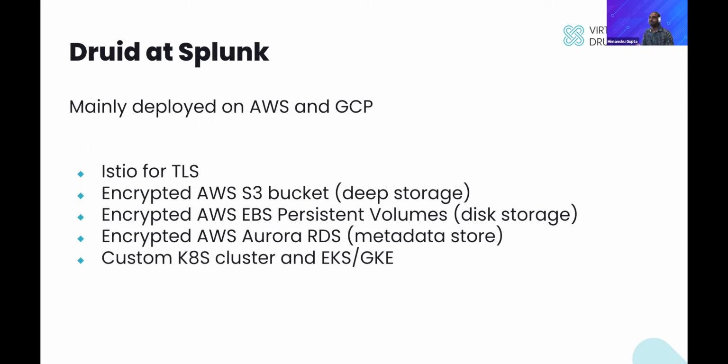When we deploy in AWS, it might not come as a surprise, but we use S3 buckets for deep storage, persistent volumes for historical disk storage, and the RDS that AWS offers. And we have a mixed set of Kubernetes clusters. We have a few custom Kubernetes clusters where we just get the virtual machines from the cloud provider and deploy our own Kubernetes clusters. In some cases, we use cloud-provided managed Kubernetes services like EKS and GKE.